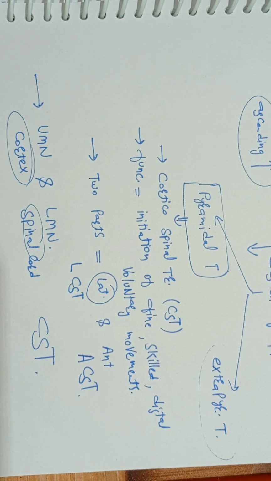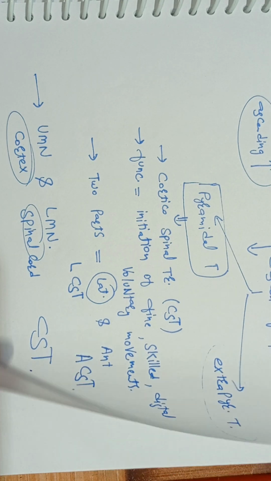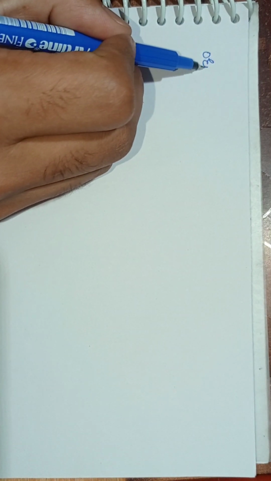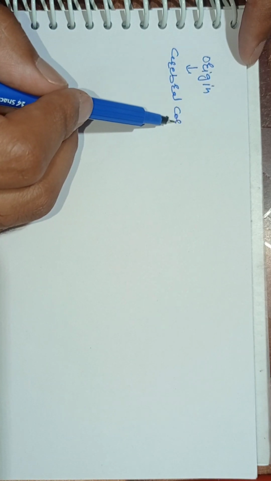As we know, it is a descending tract. It starts in the cortex and goes down. So let's begin. First we will talk about its origin. Since it's a descending tract, it must originate in the cortex. It originates in the cerebrum, in the cerebral cortex.